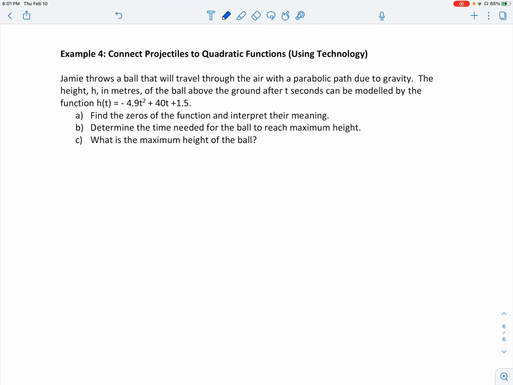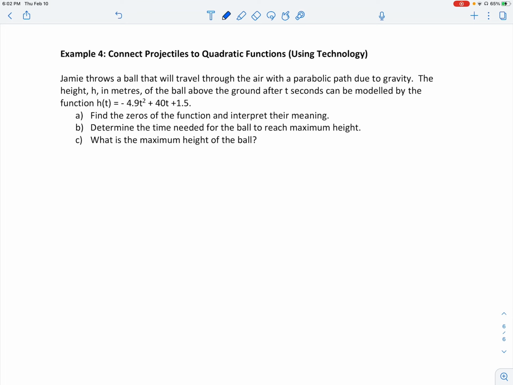Jamie throws a ball that will travel through the air with a parabolic path due to gravity. The height h in meters of the ball above the ground after t seconds can be modeled by the function h of t equals negative 4.9 t squared plus 40t plus 1.5. We can see that is a nice equation for a quadratic. I can also see the leading coefficient is negative 4.9, so I know this opens down. I also can see the y-intercept, 1.5. So I do have a little bit of information about this already.